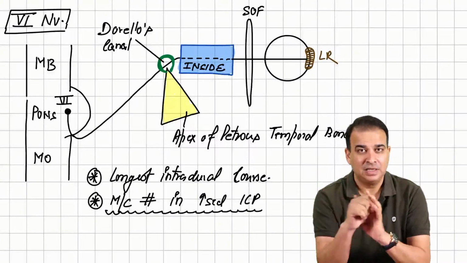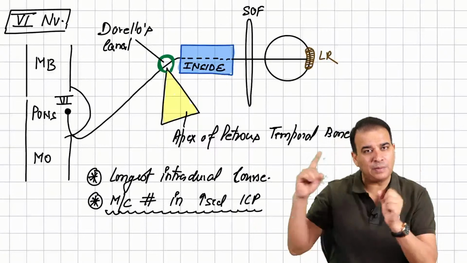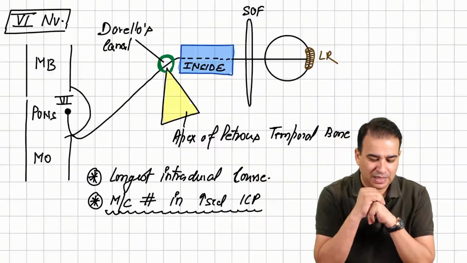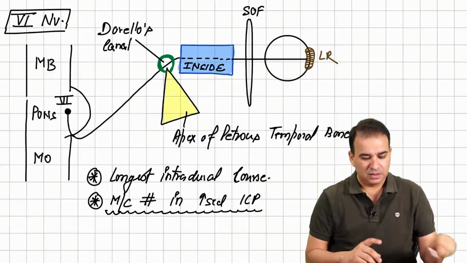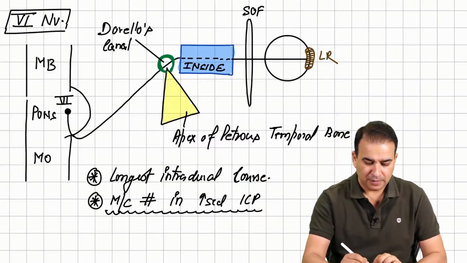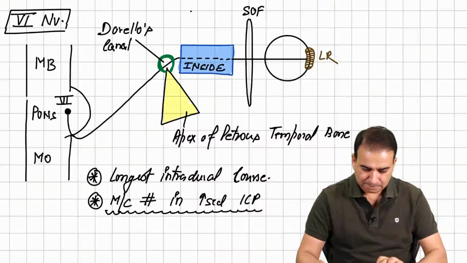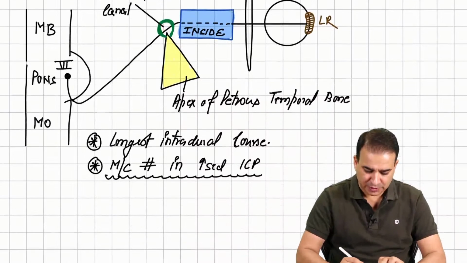If it is an overall increase of intracranial pressure, then it is the sixth nerve. Then it is the sixth nerve. Third nerve is most commonly injured in ipsilateral increase of intracranial pressure.